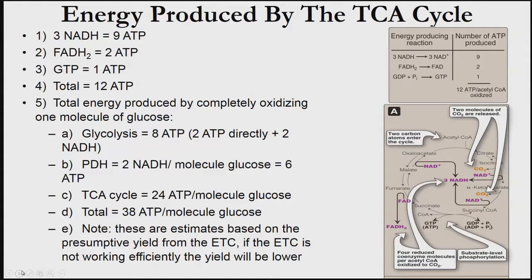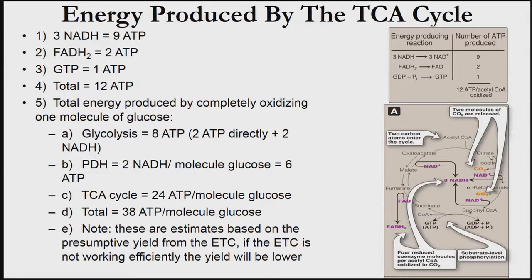Okay, so the energy produced by the TCA cycle. Ultimately, what we want to use for energy is ATP. Some reactions can use FADH2 or NADH to drive a reaction, but most of the time we want ATP as an energy source. And I told you ultimately we're going to send things through the electron transport chain to derive that ATP.